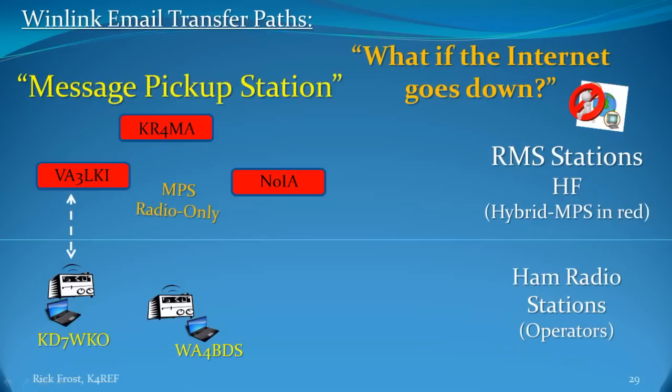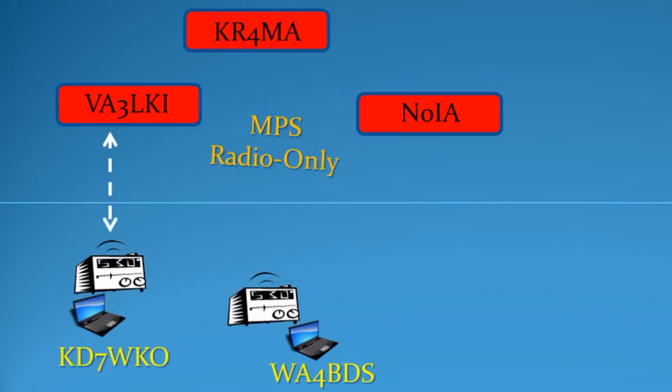So, when KD7WKO sends an email out to WA4BDS, he does not have to know which stations are WA4BDS's MPS stations. He just connects to a working Winlink hybrid station, and the email will be passed along to the appropriate MPS station. In this case, KD7WKO connects to VA3LKI and sends the email out. VA3LKI then copies the message out to KR4MA and N0IA, which are the message pickup stations for WA4BDS. The last step is for WA4BDS to check his email, in this case connecting to N0IA, and his email is passed along to his station.